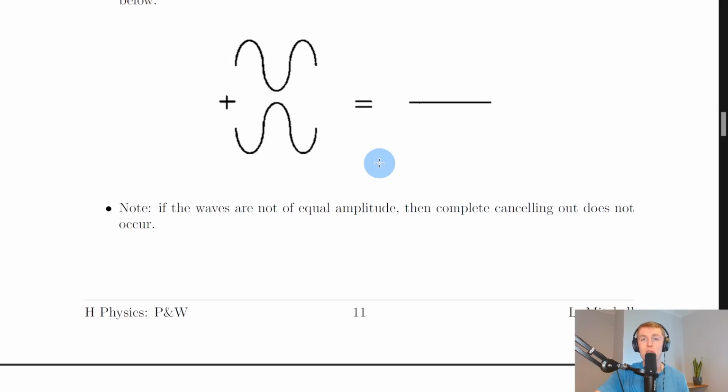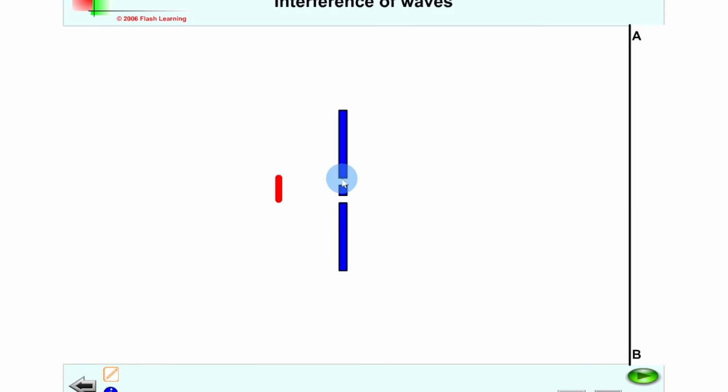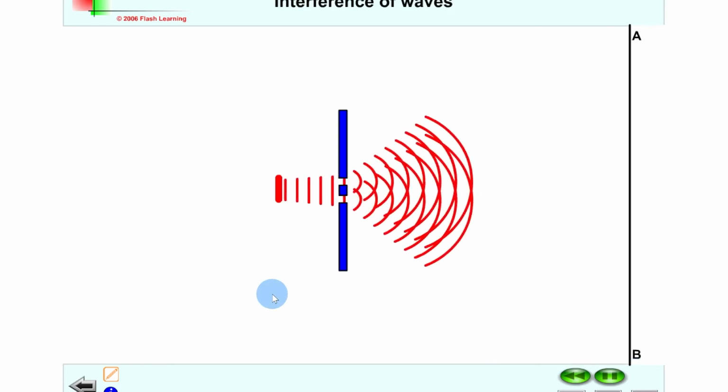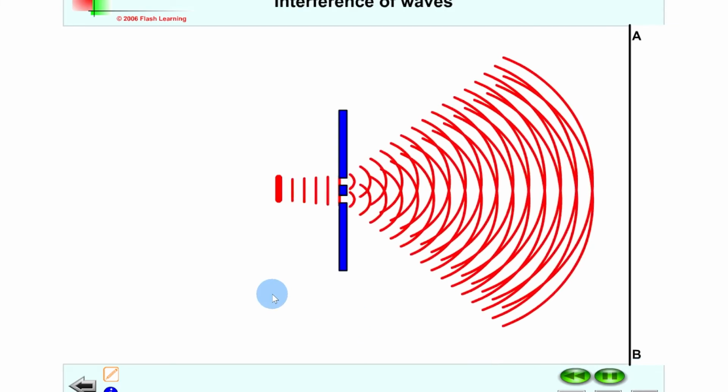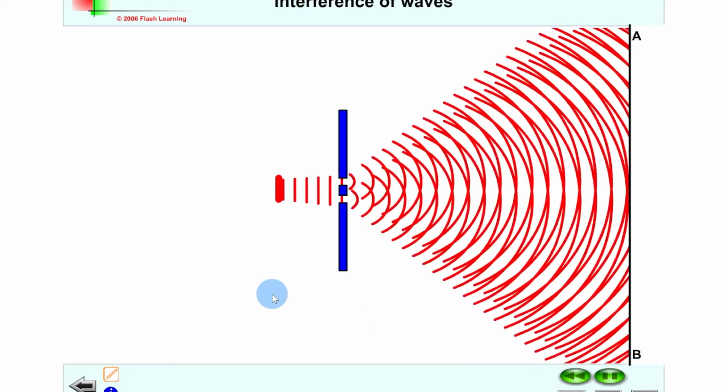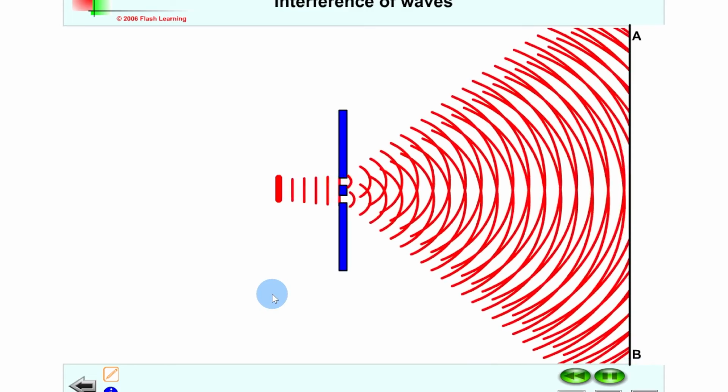Now I'm just going to show you a few simulations to help you visualize constructive and destructive interference. So firstly, let's say we have two slits here called a double slit, and we have waves, and this could be light waves, water waves, sound waves, or microwaves, for example. So let's say these waves are what we call wavefronts. They are straight line waves, and if we click play here, you'll see that they pass through the double slits, and you'll see they start overlapping as well. Now, when they overlap, we get what is called constructive and destructive interference patterns.